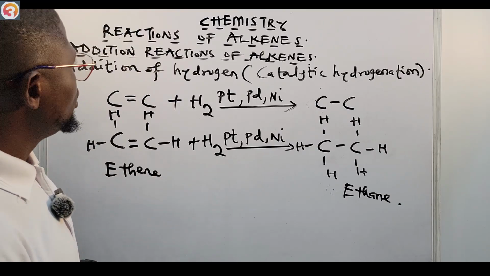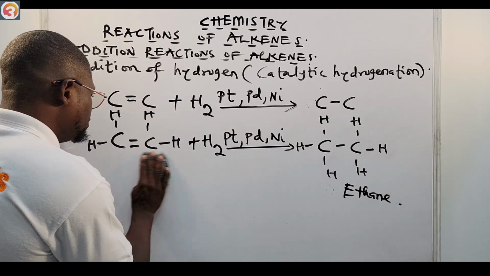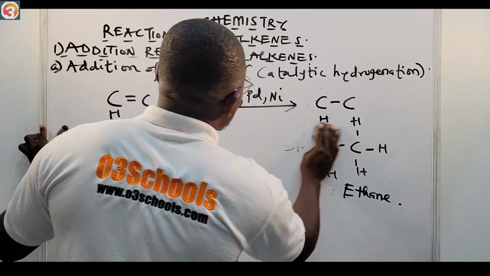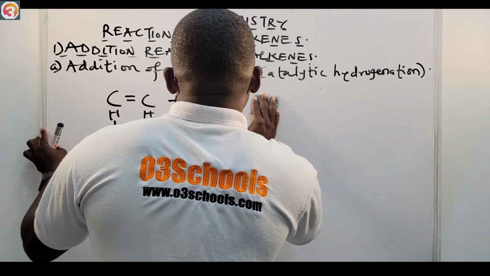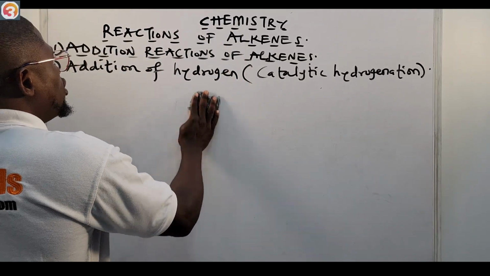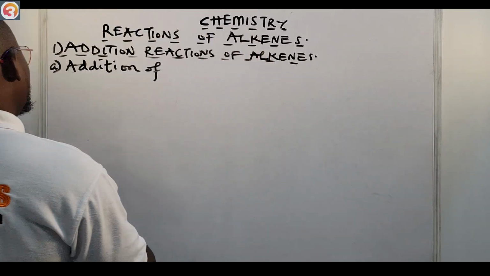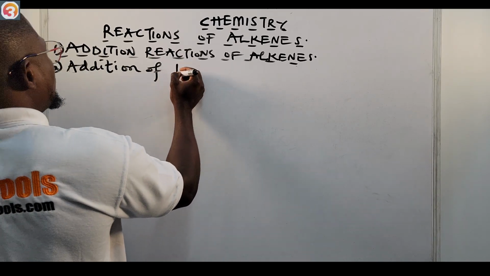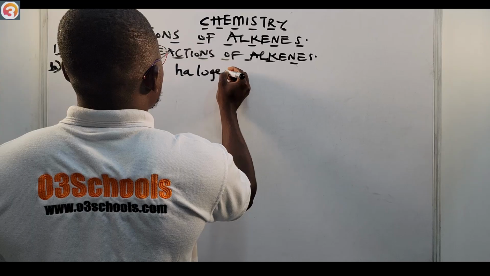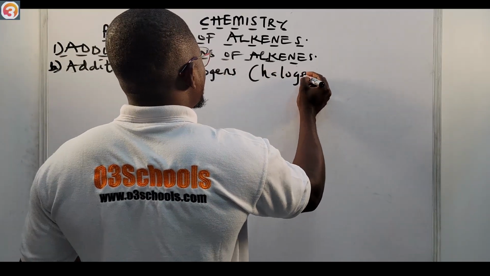So let us now continue. Let us look at another addition reaction that alkenes undergo. And this one is called halogenation. It's called addition of halogens. Number 2, that is B now. Addition of halogens. The one we will now call halogenation.